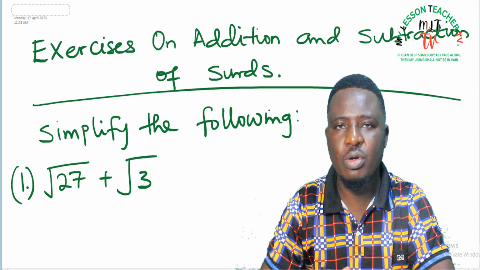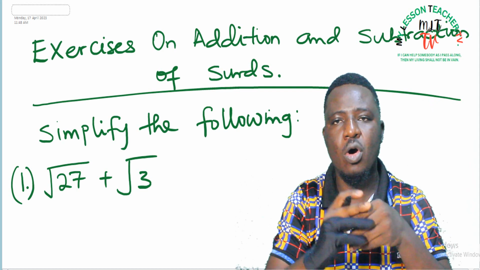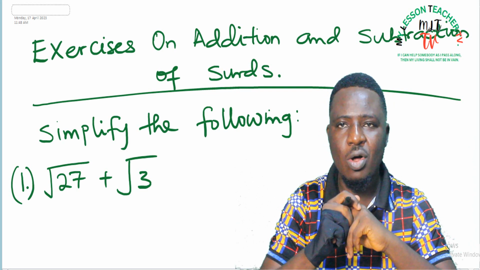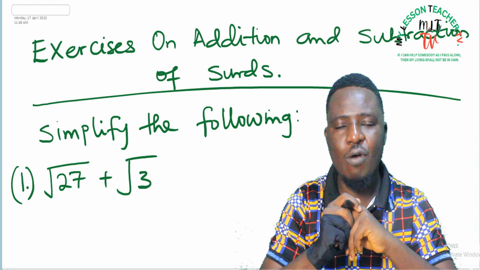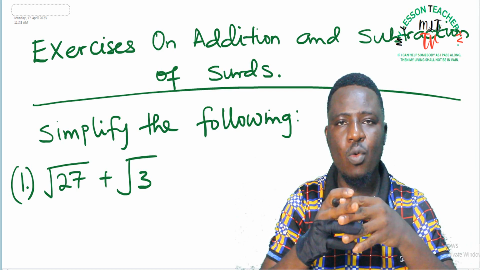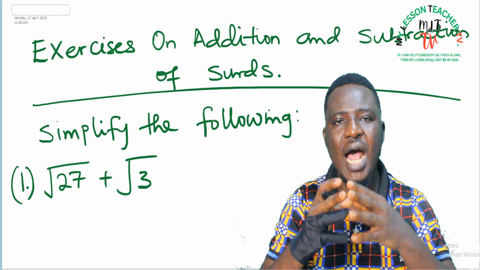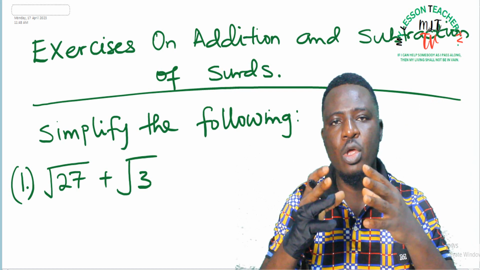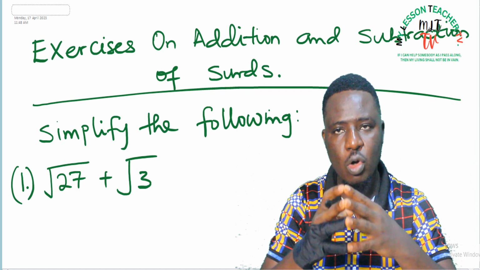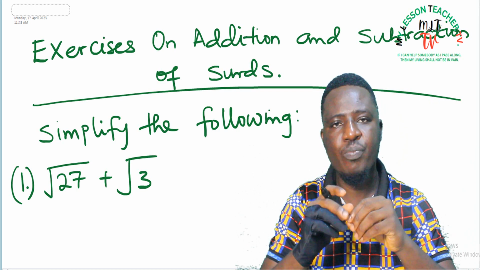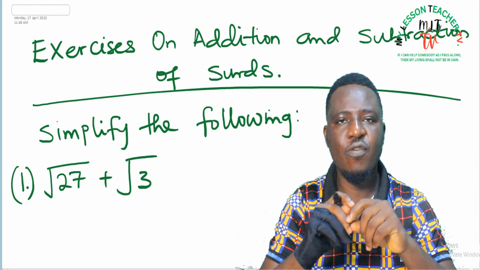Today's class is a continuation of our previous classes on surds. In today's class, we shall be solving exercises on the addition and subtraction of surds. At the last class, I introduced the addition and subtraction involving surds, where we said that in order for you to be able to add or subtract rational and irrational numbers, for the irrational numbers, which is for surds, for you to add and subtract surds, you must first of all reduce them to their basic surd forms.